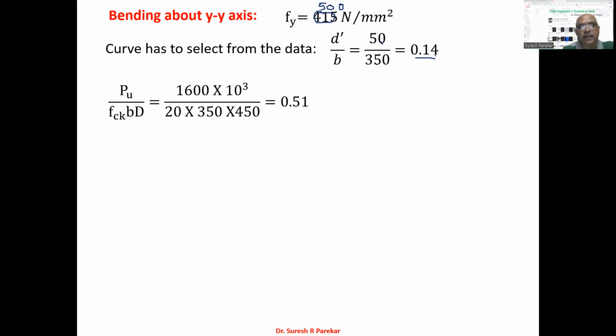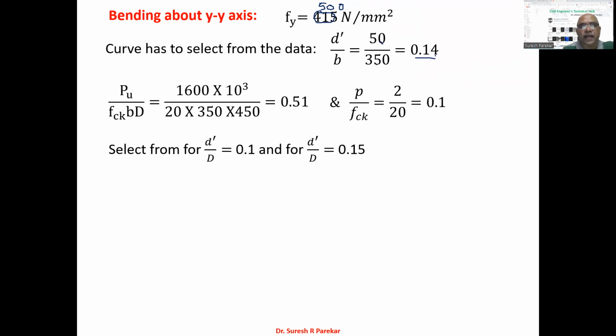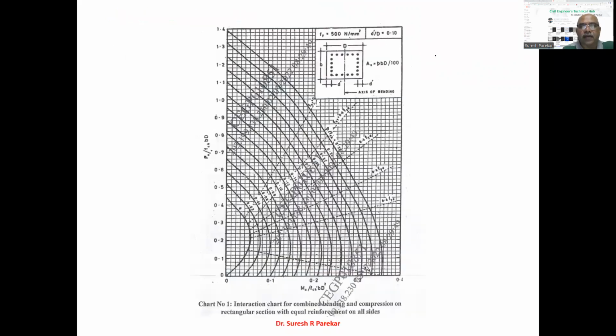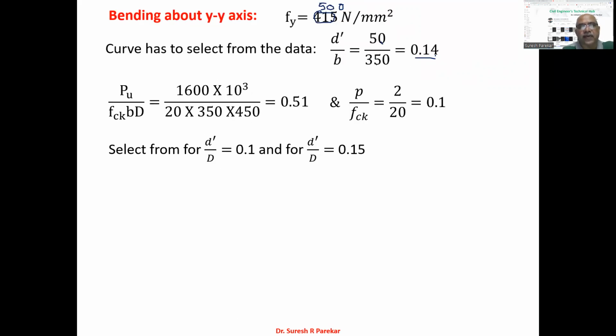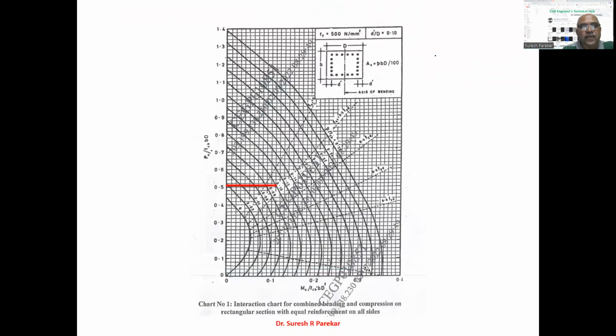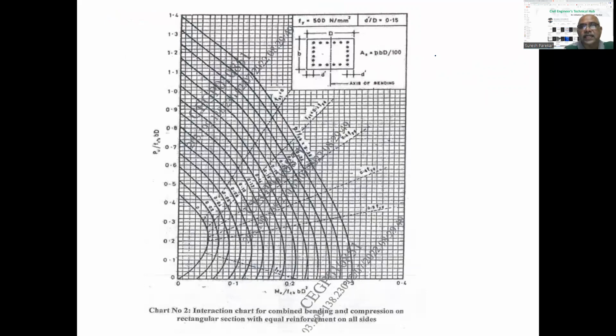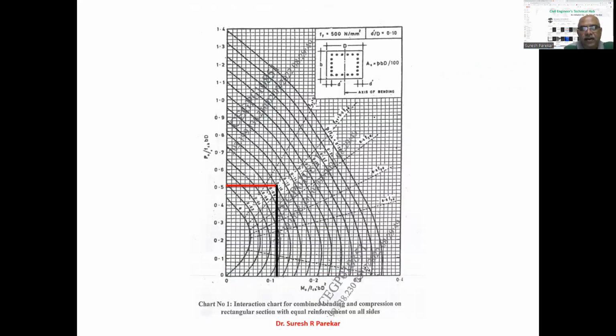And Pu upon FCK BD remains the same, 0.5, when P by FCK is 0.1. Again we have to go for the same chart, that is 0.1 and 0.15. So first we take 0.51 and 0.1. You can see this value, what I have actually taken, 0.11. So again it will be close to 0.11. I have taken this value again because we have all the same, only the curve 0.1. So this value comes 0.11.